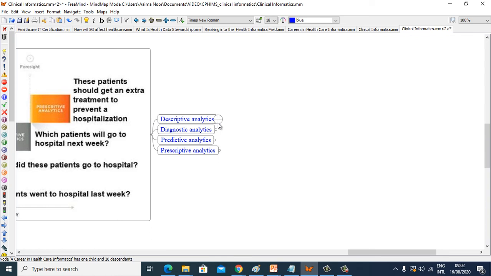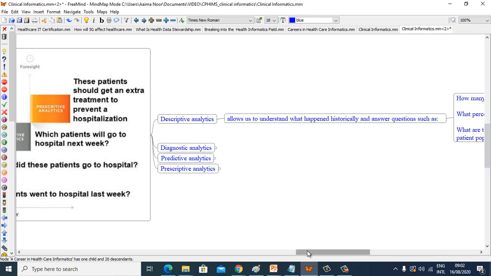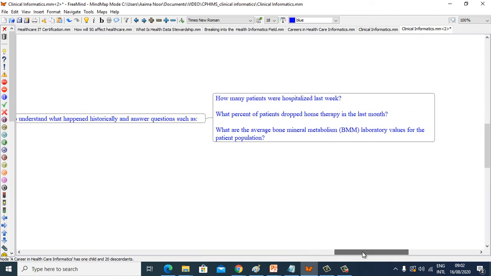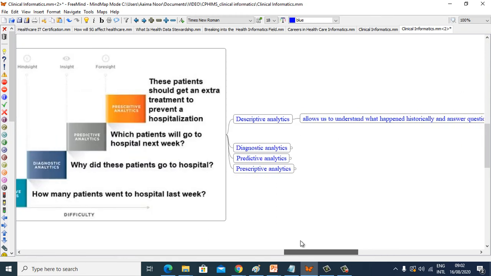Now see descriptive analytics. Descriptive analytics allows us to understand what happened historically and answer questions such as how many patients were hospitalized last week? What percent of patients dropped home therapy in the last month? What are the average bone mineral metabolism (BMM) laboratory values for the patient populations?